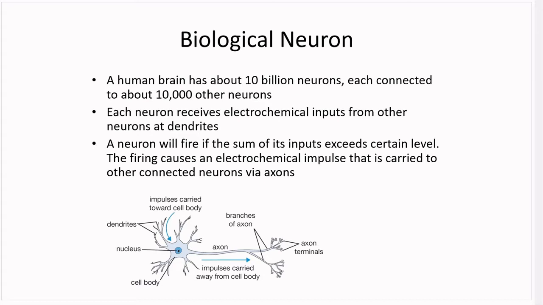Each neuron receives electrochemical inputs from other neurons at sites or locations that are known as dendrites. And when a neuron gets inputs whose sum together exceeds a certain level, then it fires. And the firing consists of releasing an electrochemical impulse, and that impulse is carried to other connected neurons via fibers or connection links known as axons, as shown in the figure below.